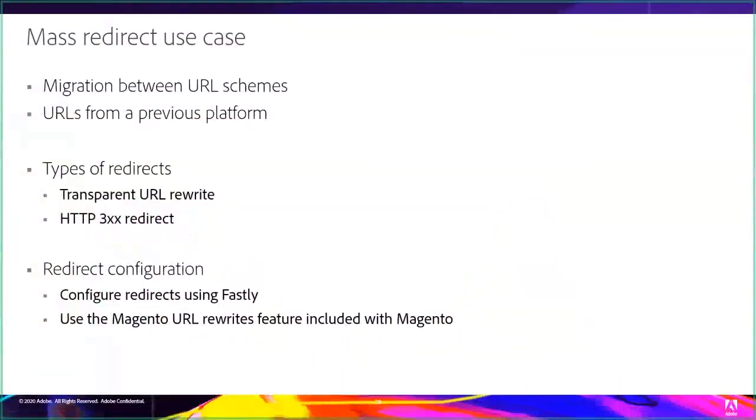So mass redirects, usually the use case is you have a previous platform where you migrated from with different URLs, or you're just changing your URL schemes. Maybe you did an upgrade or something like that. And you want to make sure that your previous search engine results stay intact, that you don't lose those search engine results. So you want to do a redirect or a rewrite, whether that be a transparent rewrite or an HTTP 3XX redirect. So you can do that in 2 ways. Either you can use Fastly to do the redirects, or you can use the built-in Magento URL rewrites feature included with Magento.